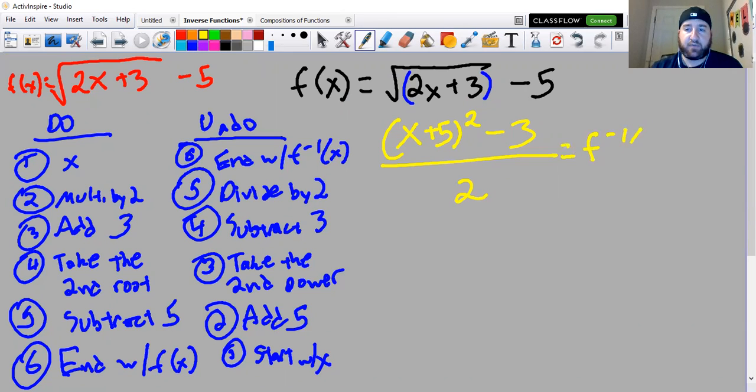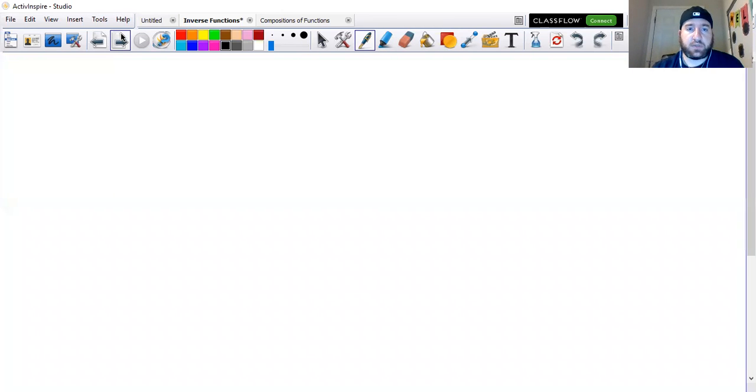So f inverse of x. All right. That took up a lot of space. So let me move over one more slide to do this with switching x and y. Okay. So I'm just gonna leave the white background for this one because I'm trying to finish.